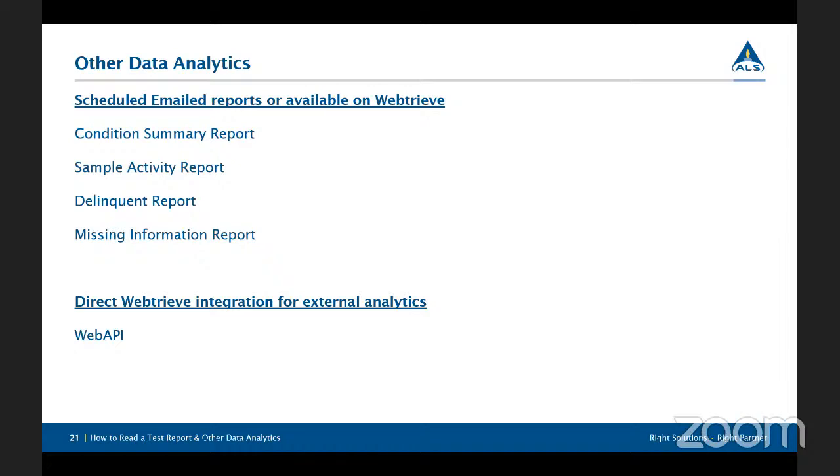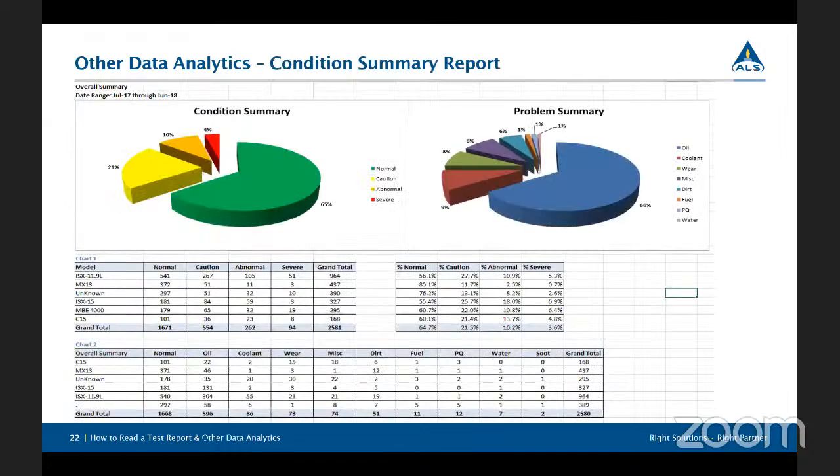So we have a few different scheduled reports. These go out by email on a monthly basis, or you can go on WebTrieve and generate them whenever you want. So we're going to just look at one slide per report. I won't name them all here because I'm going to name them as we look at them. So the first one is our condition summary report. What this does is it offers some pie charts that create some clean visuals. They show the percentage of various report severities as well as the problem codes.